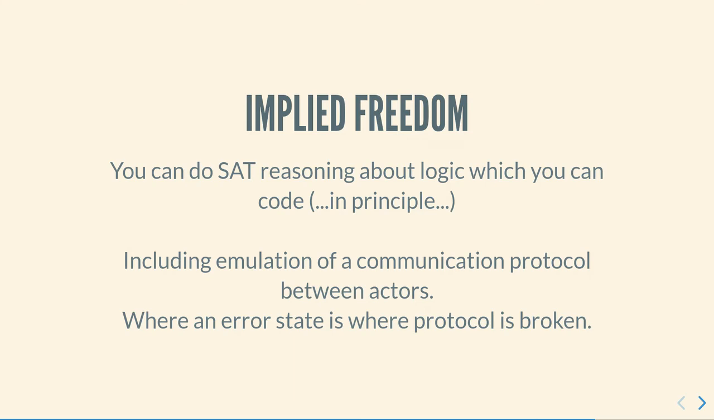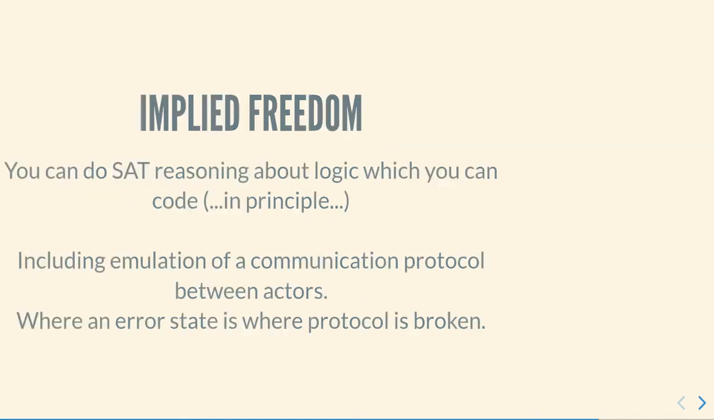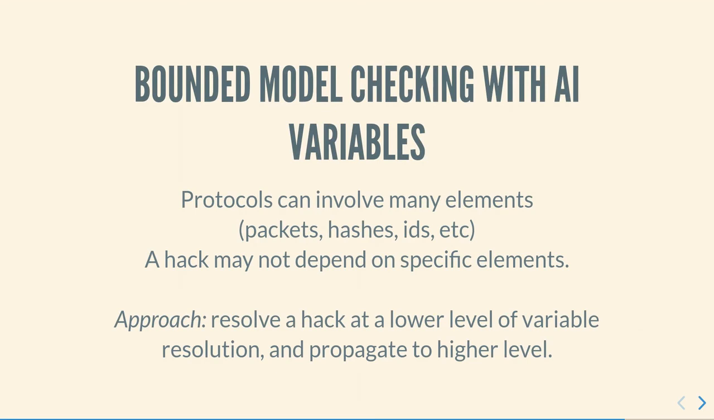And so one of the things that you can do is put in code, as we do, an emulation of a communication protocol between actors. So, if actor 1 sends a packet to actor 2, you can type that in code, right? Function actor 1 inputs to function actor 2 this particular header. And the idea is that, in the C program, you can set error flags for when the protocol is broken. And then consequently, if you've programmed it correctly, you can prove a path to an error and then consequently debug a protocol. Now, protocols can involve many elements, so packets and hashes and IDs, etc.